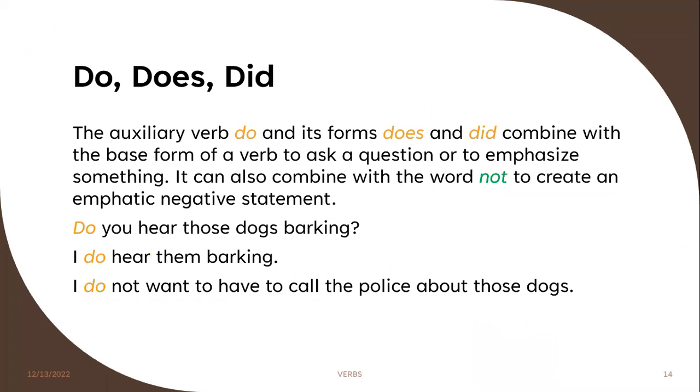So the auxiliary verb do and its forms does and did combine with the base form of a verb to ask a question or to emphasize something. It can also combine with the word not to create an emphatic negative statement. So we have, do you hear those dogs barking? I do hear them barking. So this is the emphatic statement. Or, I do not want to have to call the police about those dogs, which is an emphatic negative statement, since not is in the sentence.